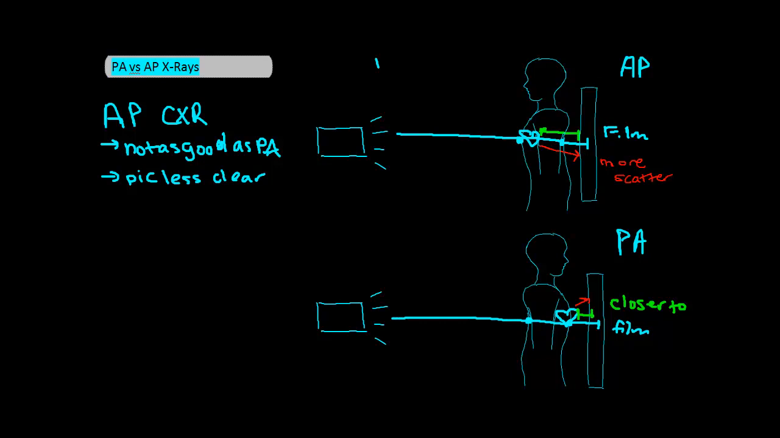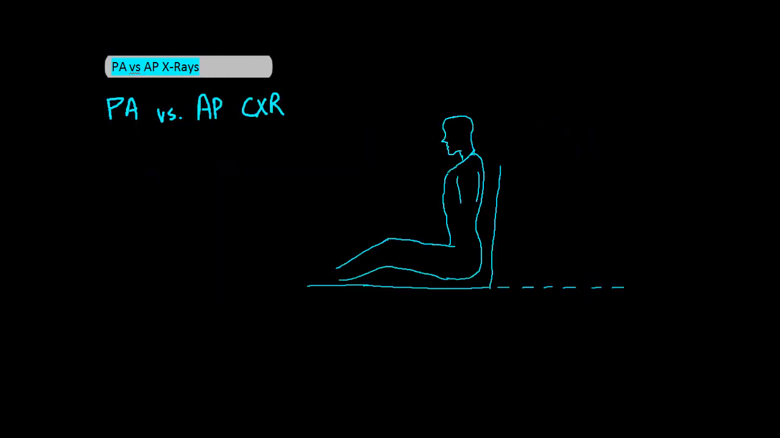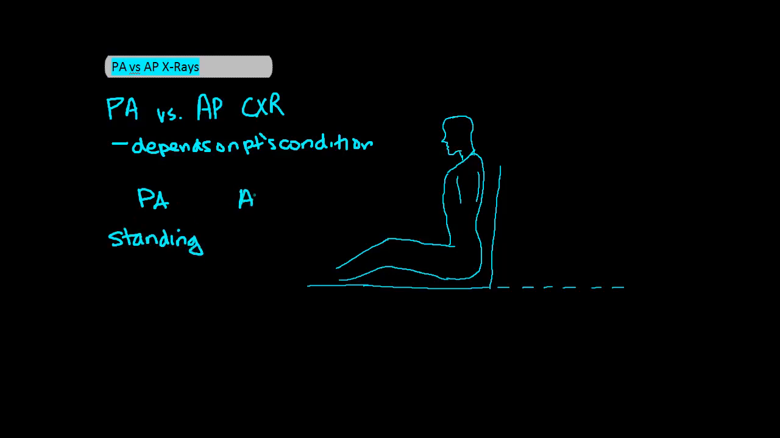Anyway, AP films are usually also taken in tandem with a lateral film if possible, just like the PA film. Now, if PA films are better, why do we take AP films at all? Part of this is because the two types of films are both for the most part acceptable, but this also has to do with how stable or sick a patient is. PA films require the patient to be standing for the most part. But if a patient is too sick or unstable to stand, we will have to do an AP film instead.